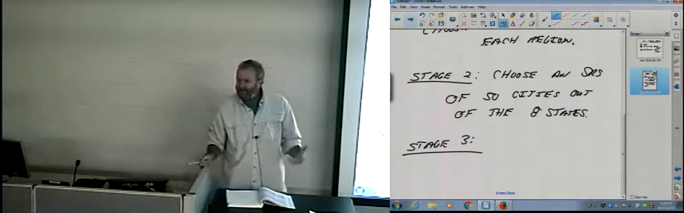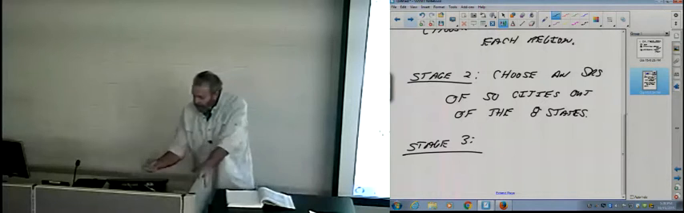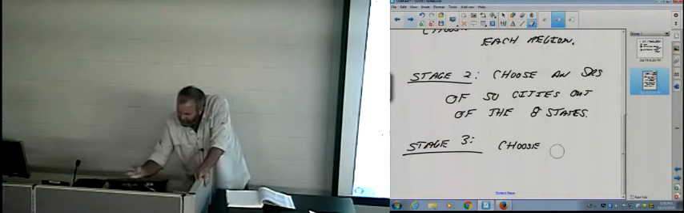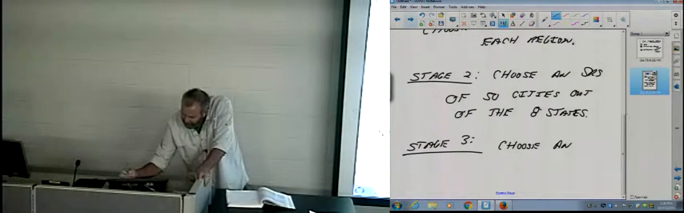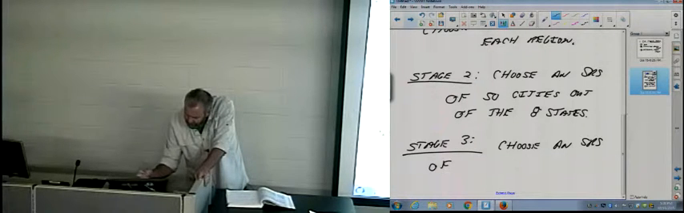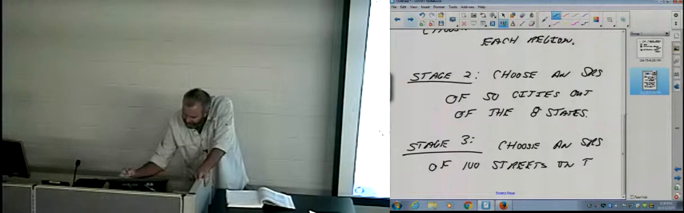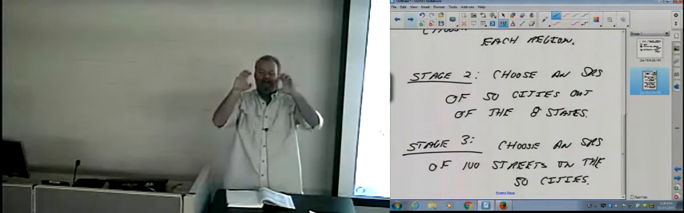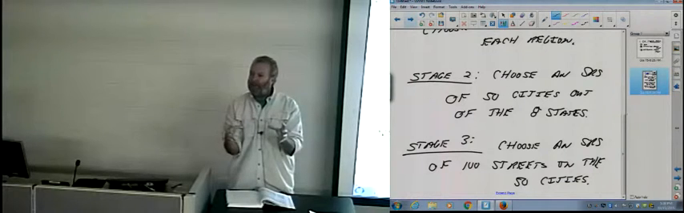Now you're looking at these 50 cities. Let's choose 100. Let's make it an SRS. Let's choose an SRS of 100 streets in the 50 cities. I got 8 states. I chose 50 cities out of those 8 states. I got 50 cities. I chose 100 streets there.